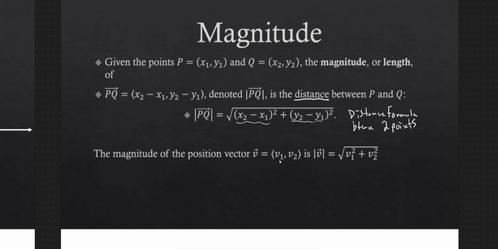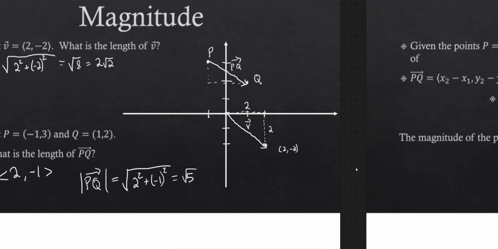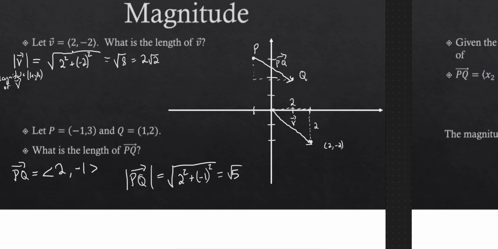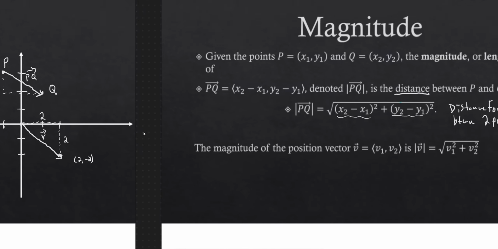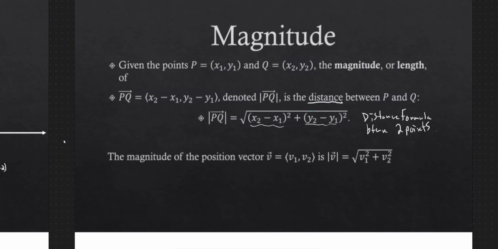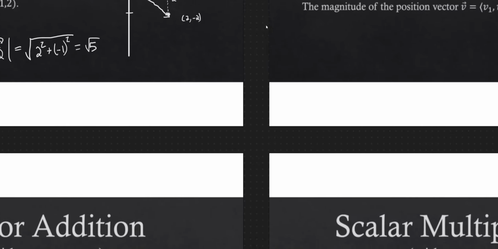If I have a position vector already, and I'm not just computing between two points, well, then we get to skip a step. We don't have to do this x2 minus x1, y2 minus y1 business. Instead, if we have a position vector, we can just square each of the components and take a square root of that. That's what we did with this first one. So that's how we can compute magnitudes exactly now that we have components of position vectors.